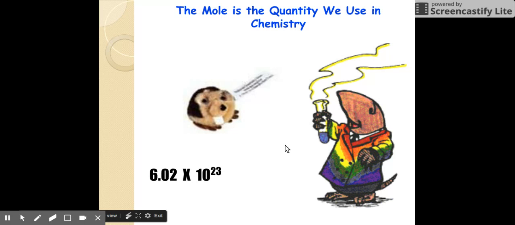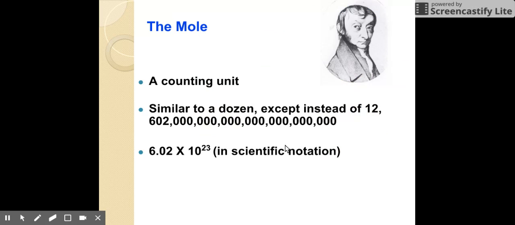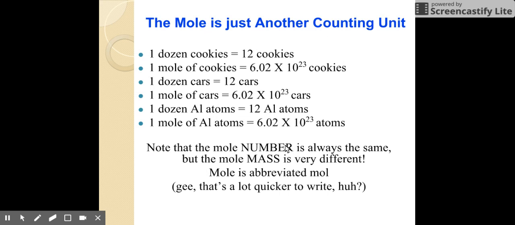Okay, guys, today we're going to talk about the mole. We sort of talked about the mole before. Remember, a mole is a counting unit. It's very similar to a dozen, whereas a dozen is 12. A mole is 6.02 times 10 to the 23rd. So if we take a look at a dozen cookies, I have 12 cookies. A mole of cookies is 6.02 times 10 to the 23rd.